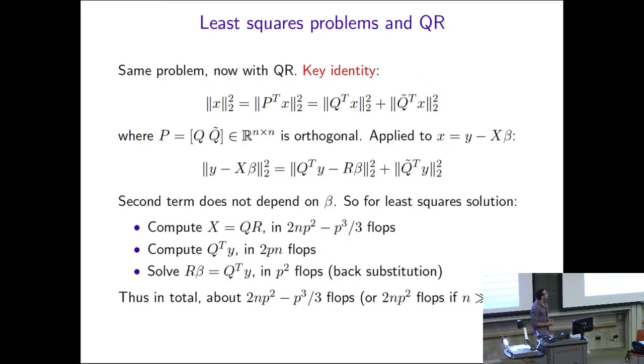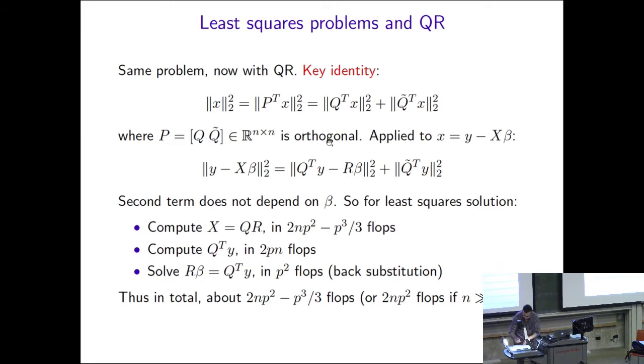How about the same problem, but using a QR decomposition? So there's a key identity that we use in order to perform least squares minimization with QR, and that's this one.